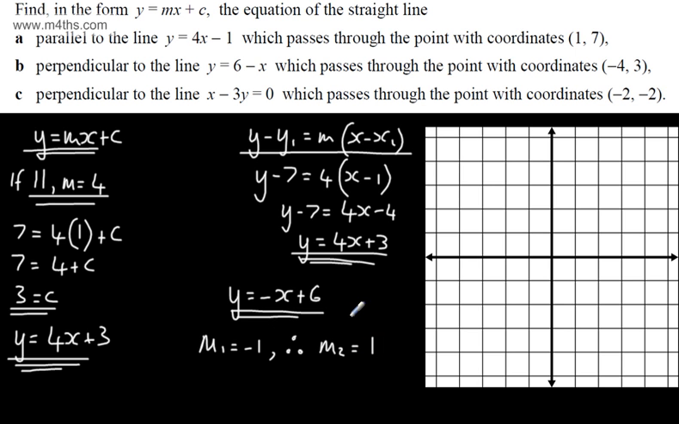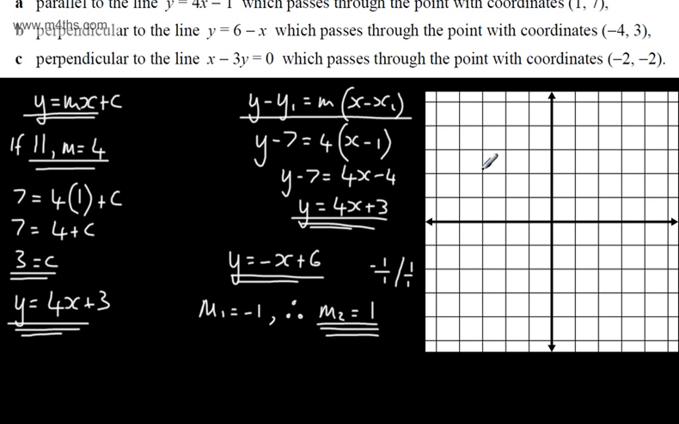It's just the negative reciprocal. I've got -1/1, and we're going to have +1/1. So we can say that the gradient of the perpendicular is 1, and we can simply sub in these points, -4 and 3. So using y is equal to mx plus c, we can sub that in.